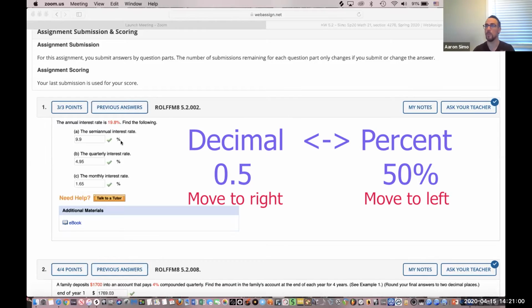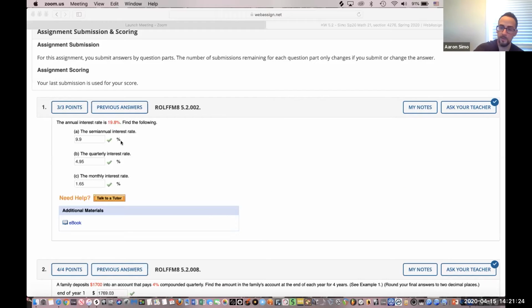So if you have a decimal like 0.5, you move the decimal twice to the right to get the percent, because 0.5 should be 50%. So if I have 0.5, how do I get 50? I move the decimal twice to the right to get 50%. You can always just use 0.5 equals 50% to help you remember whether you need to move to the left or the right.